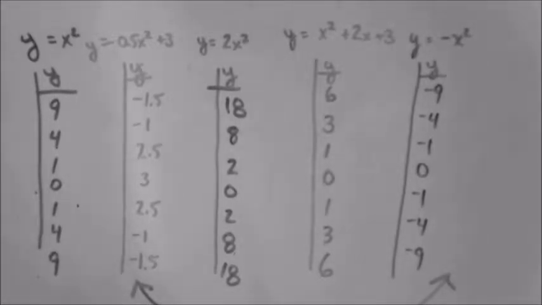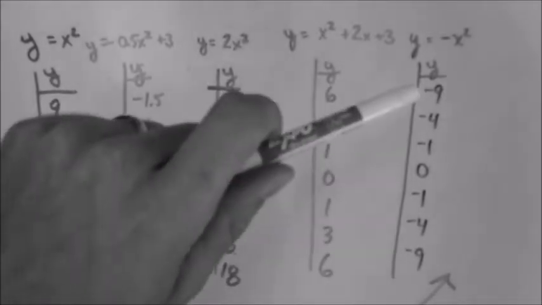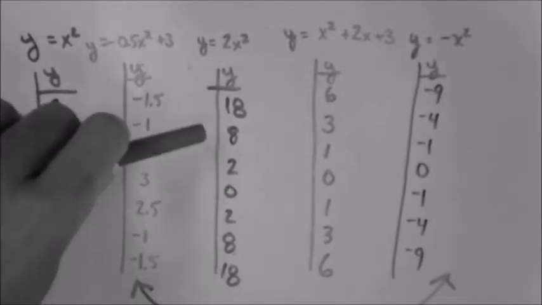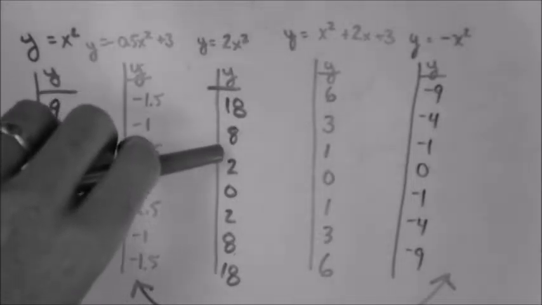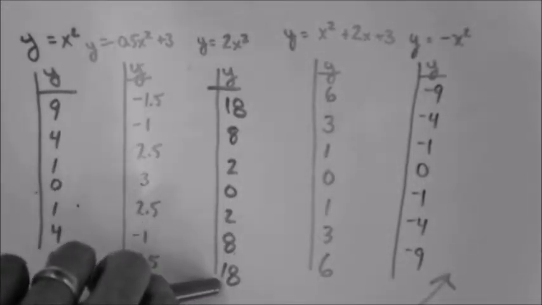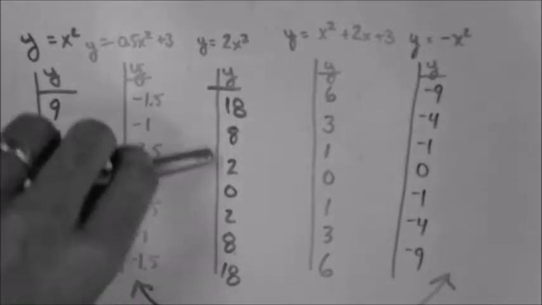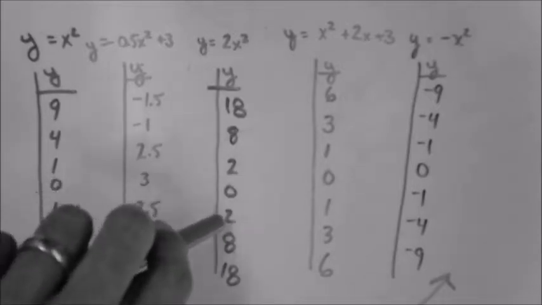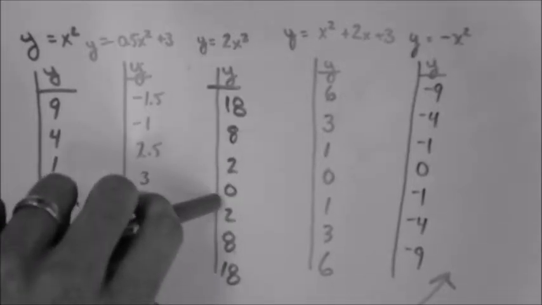And once you have all these, you should be able to identify in each of them the symmetrical nature of the y values. Can you see the symmetry that's in the y values? For instance, we can take this orange one. It goes from 18, 8, 2, 0, and then it starts climbing again, 2, 8, 18. And it climbs at the same rate as it decreased at the beginning. All centered around this vertex, which is 0, 0.